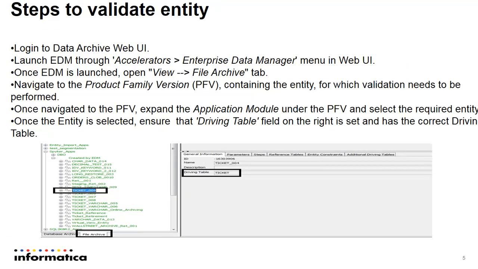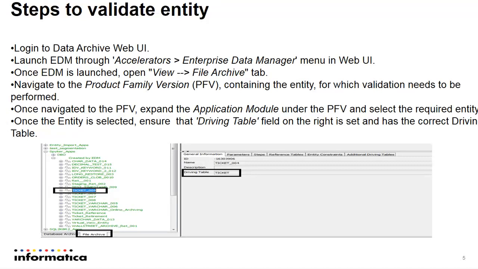Here are the steps to validate the entity. Go to Data Archive Web UI. Launch the EDM through Accelerator's Enterprise Data Manager. Once the EDM is launched, go to the View File Archive tab. Navigate to the product family version that contains the entity. Once you have navigated to the product family version, expand the application module under the product family version and select the required entity.